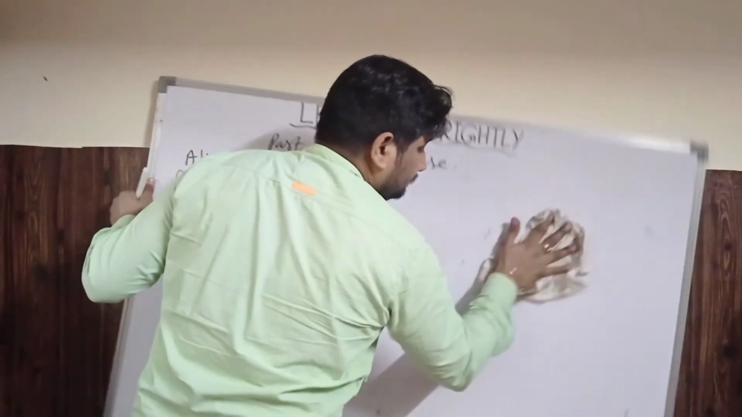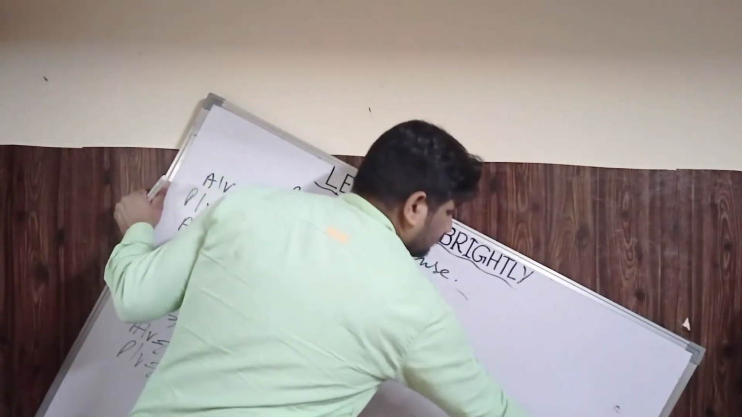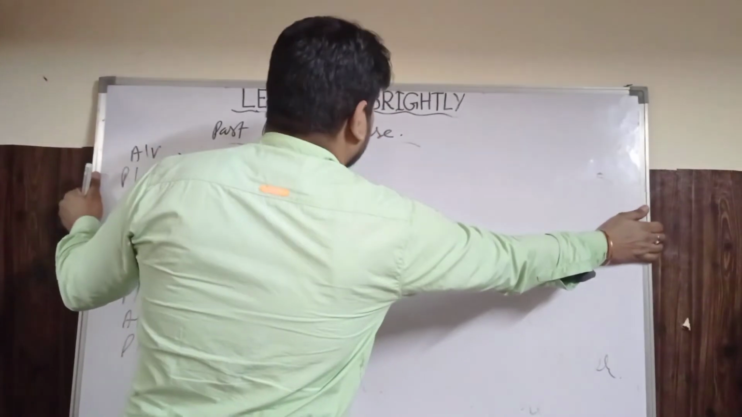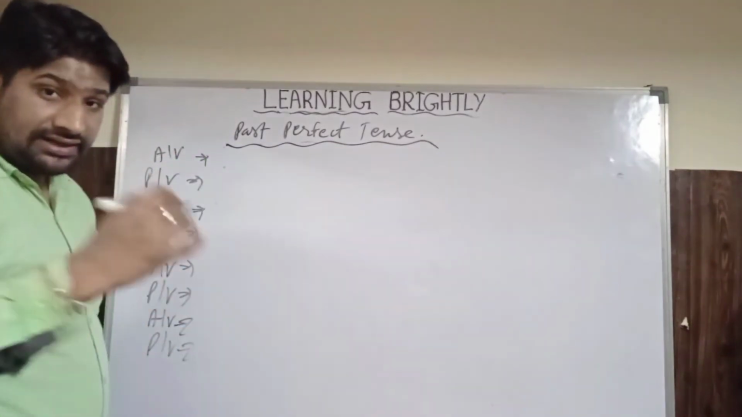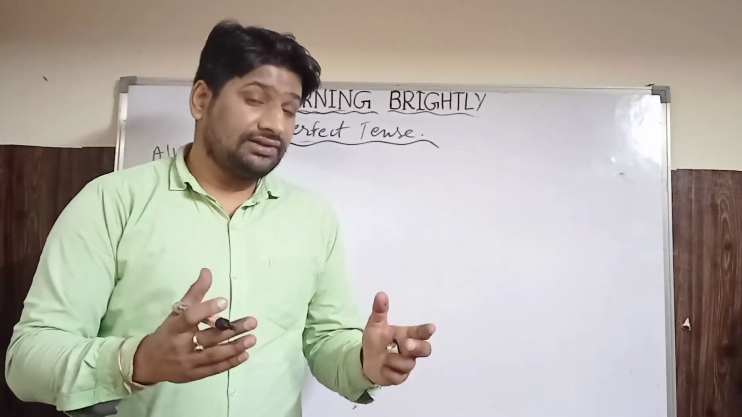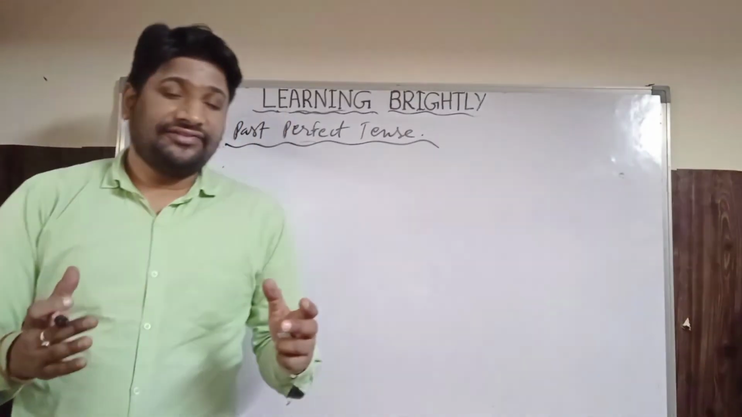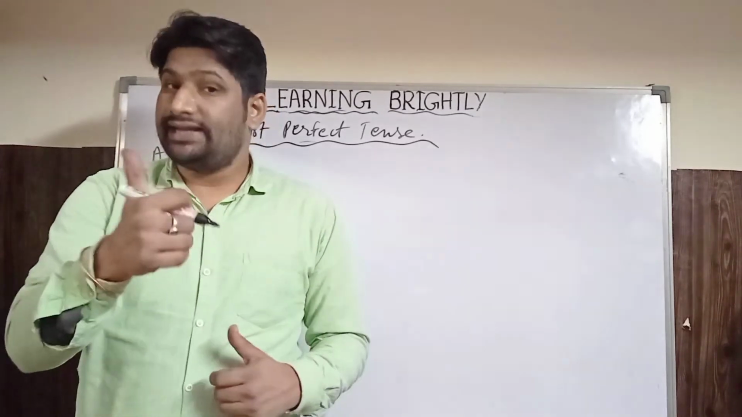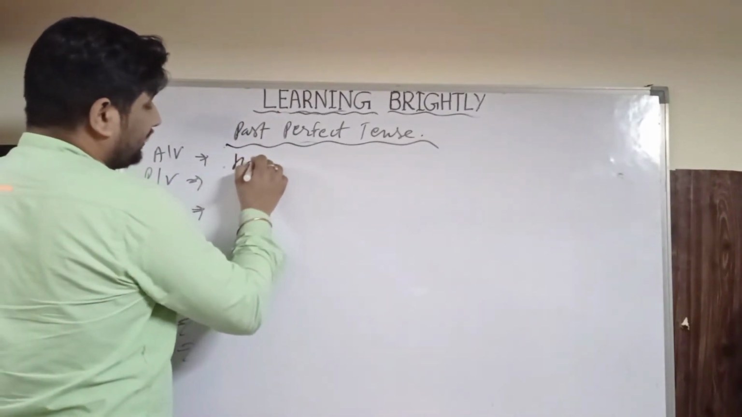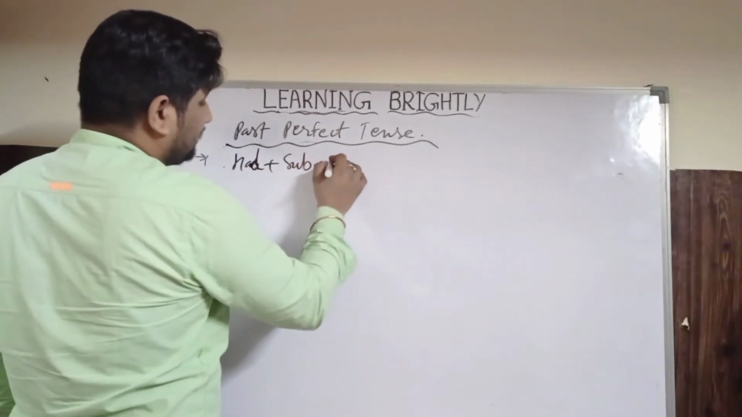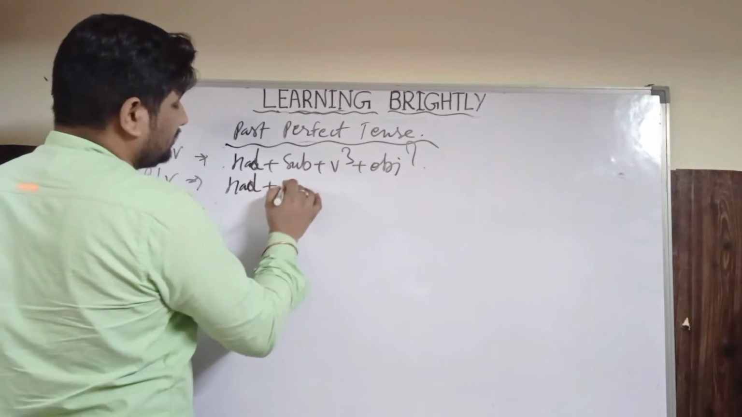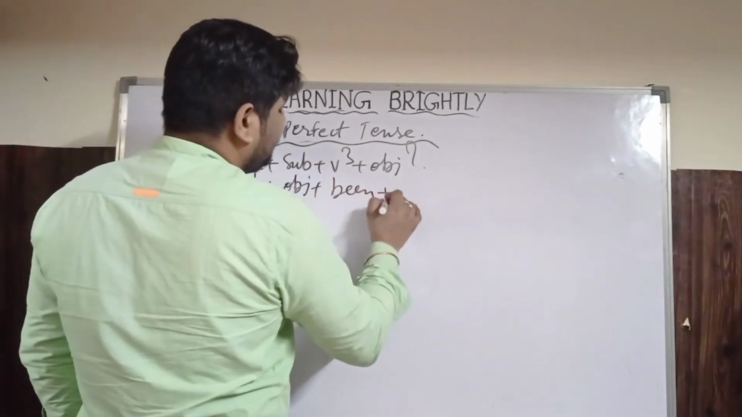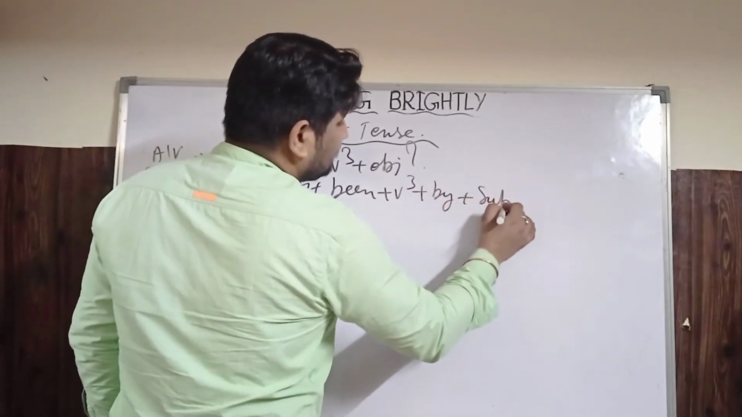So it's very important. Okay, dear friends and dear students, we have done simple and negative. Let's start the interrogative. While making the interrogative, had will be there, then subject, third form of the verb, object. In passive voice, had, object, been, third form, by, subject.